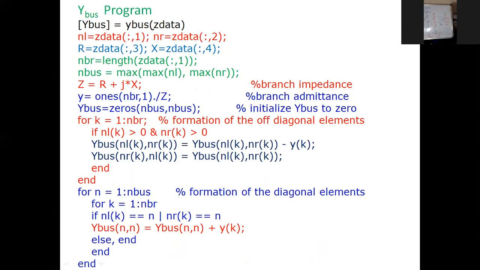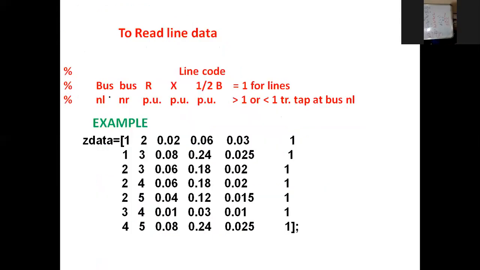So you see that first line, you leave it. I will talk about this line later, not now. So this is not important now. NL is my from bus. NR is to bus. You see, this is my NL, this is my NR. From bus, to bus, because the data is given like that.